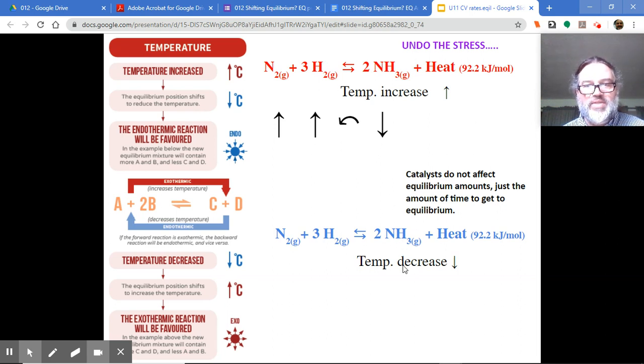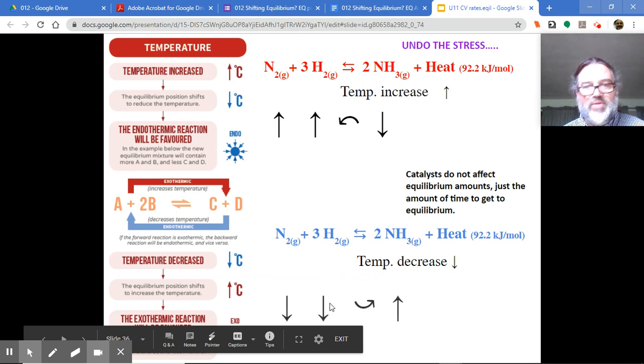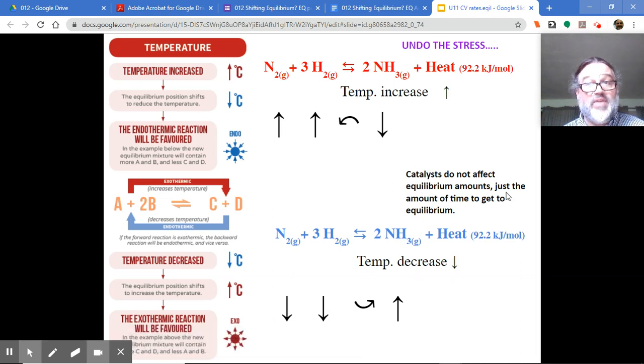If I decrease the temperature, well, that means there's less heat being produced. And what do I want? I want to make some more heat to replace that. And so I would shift it this way, shift towards more ammonia, and you would see this increase and this decrease. Catalysts, remember, they don't affect equilibrium amounts, just the amount of time to get to equilibrium.